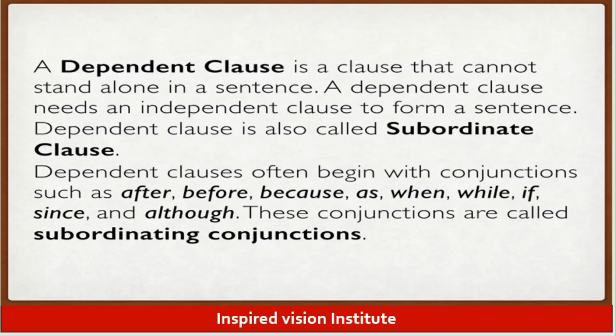Okay, moving next. The next type is a dependent clause. The second type of clause is called a dependent clause. A dependent clause cannot stand alone in a sentence. A dependent clause needs an independent clause to form a sentence. A dependent clause is also called a subordinate clause. A dependent clause often begins with a conjunction such as after, before, because, as, when, while, if, since, and although. These conjunctions are called subordinating conjunctions.